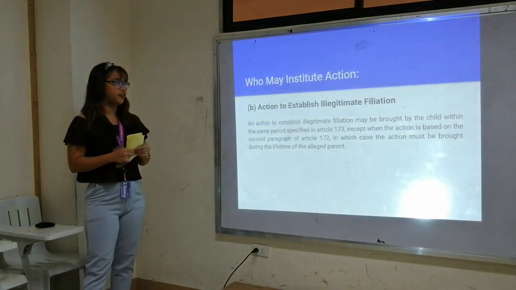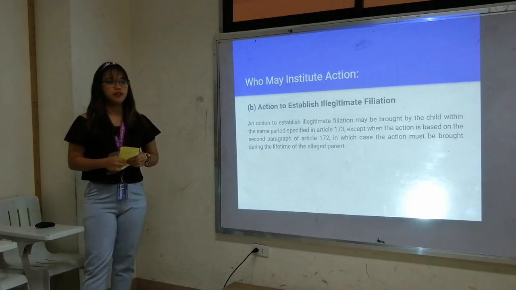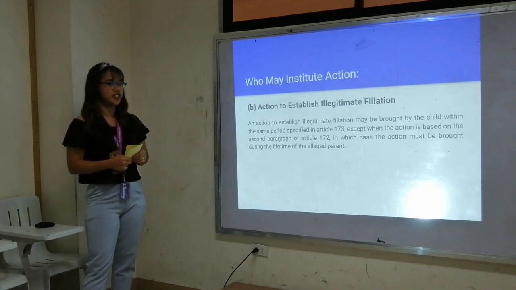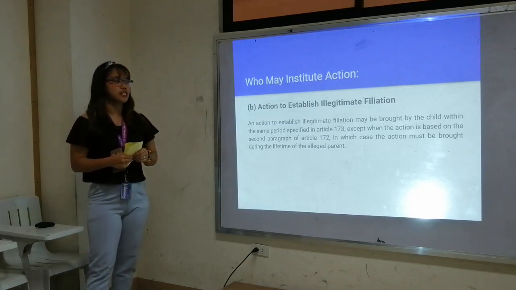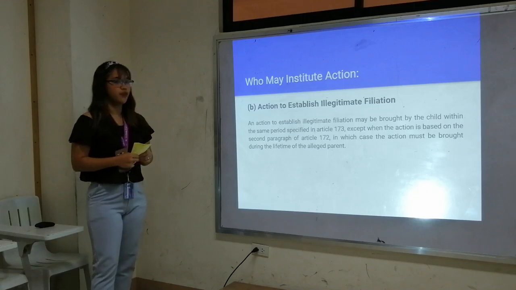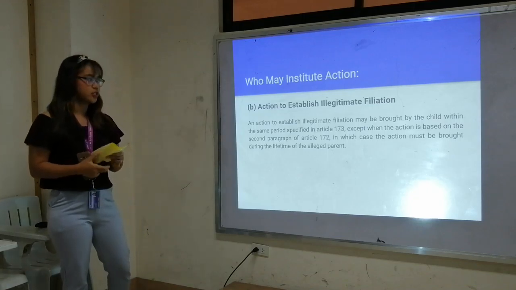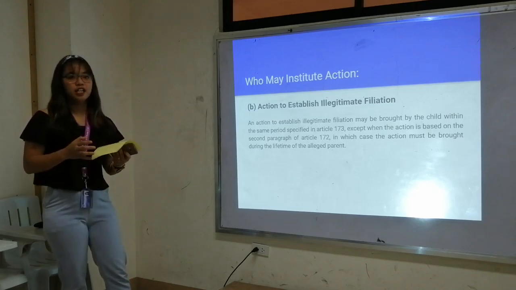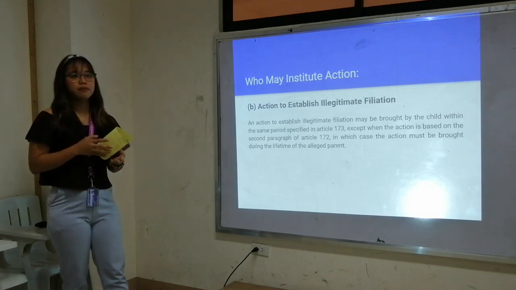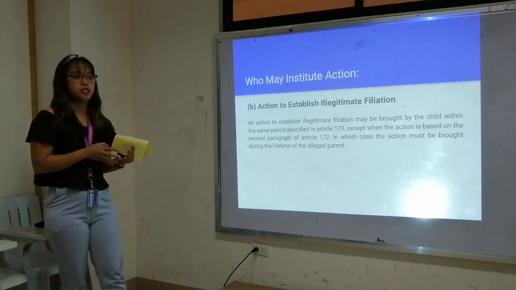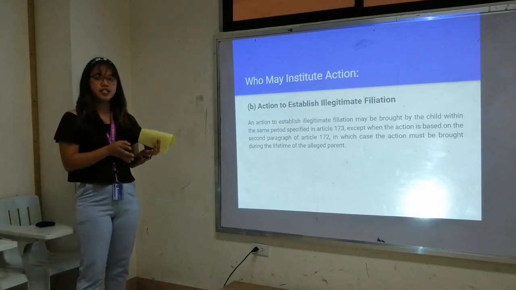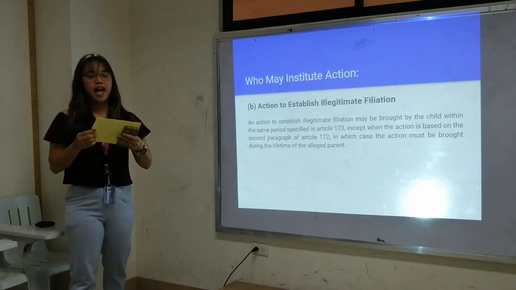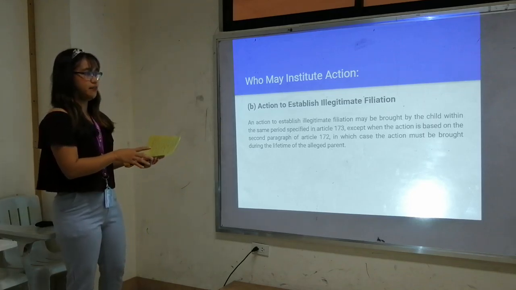Action to establish illegitimate filiation. An action to establish illegitimate filiation may be brought by the child within the same period as specified in Article 178, except when the action is based on the second paragraph of Article 172, in which case the action must be brought during the lifetime of the alleged parent. So if a child, on reaching majority age, claims that he is the child of a certain person, as long as that person is still alive, he can bring the action to establish filiation.